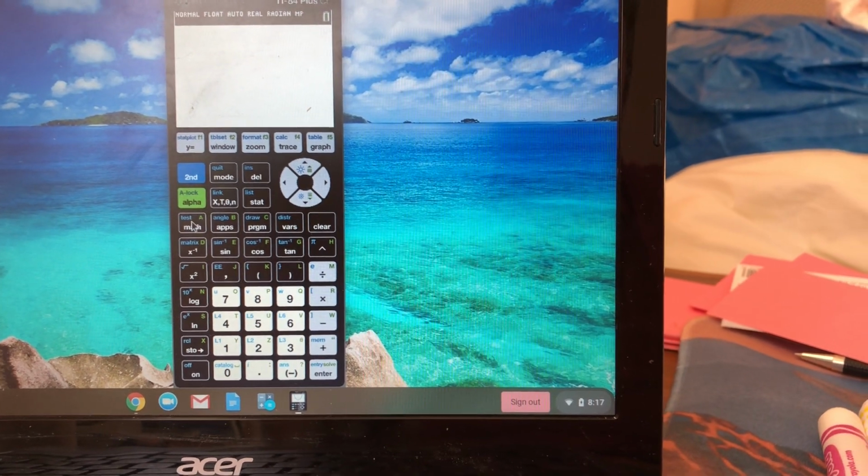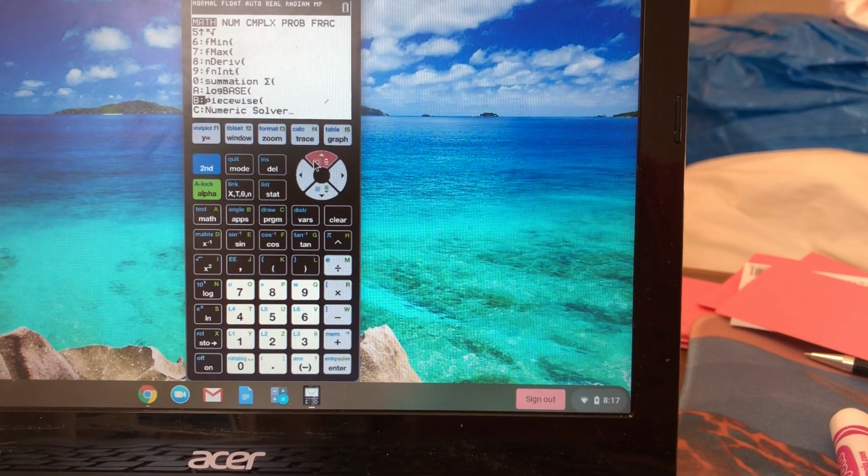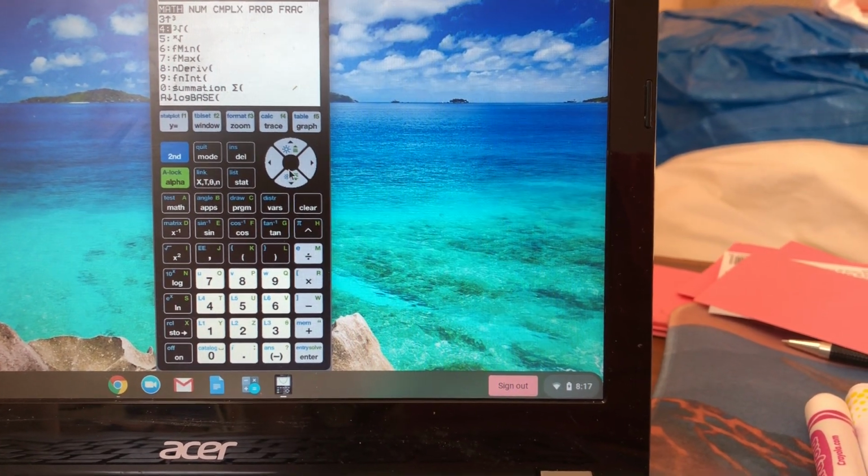So just a reminder, we can go math, and we have all these options in math, and we're doing integrals.